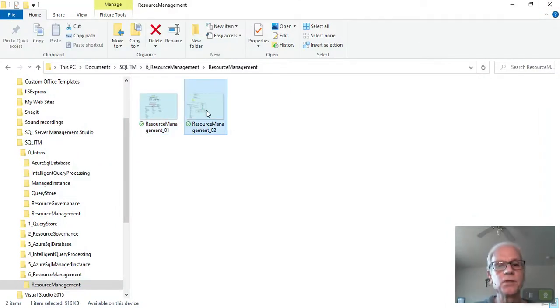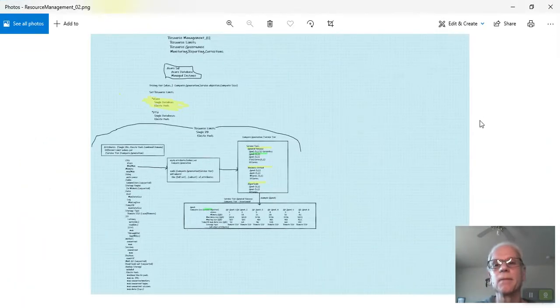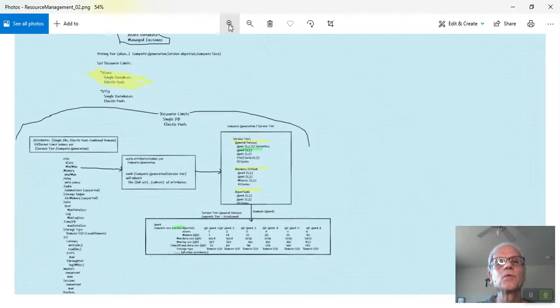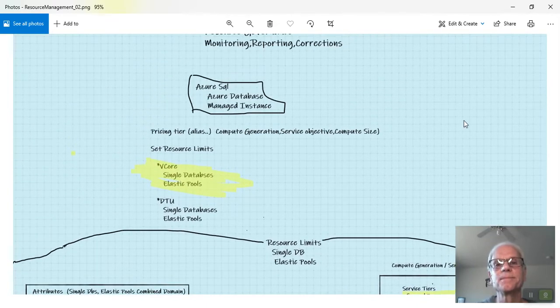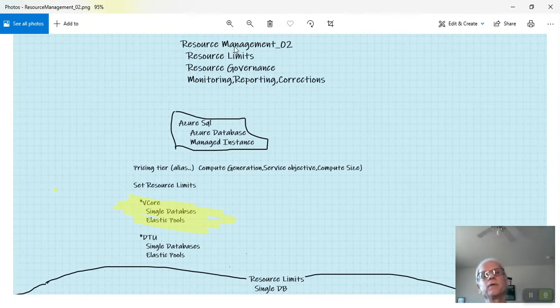So here's screen number 2, which goes into more detail about it. I have to really increase this one so we can see it. This is an extension of screen 1. So as you can see, resource management 2, talking about resource limits, the limits of the resources that are contained within the compute generation / service tiers. The resource governance, when those resources reach a limit, what kind of governance kicks in?